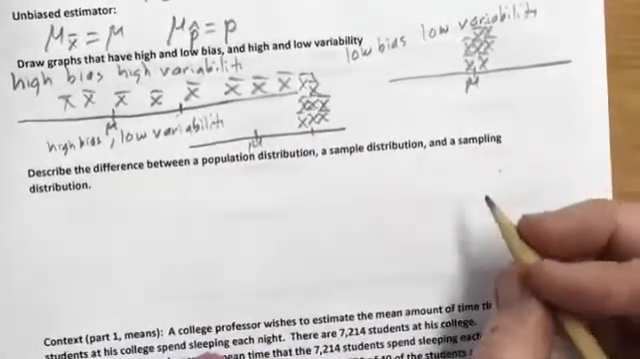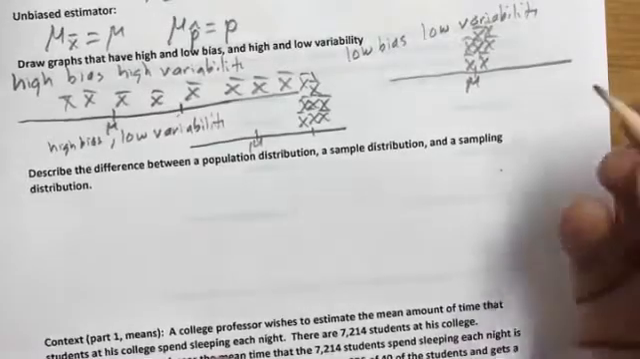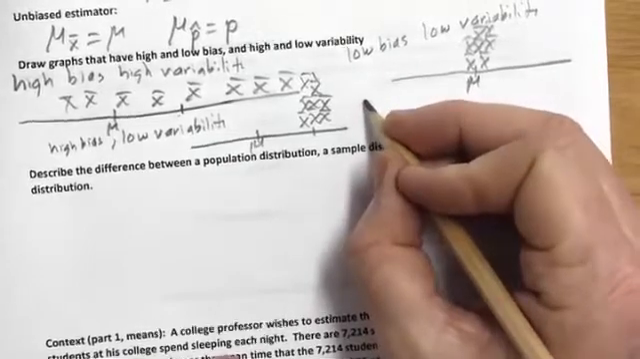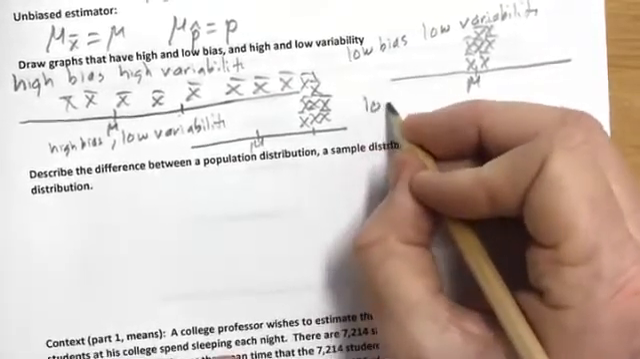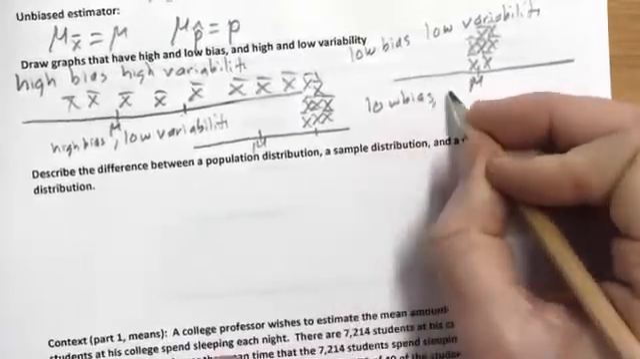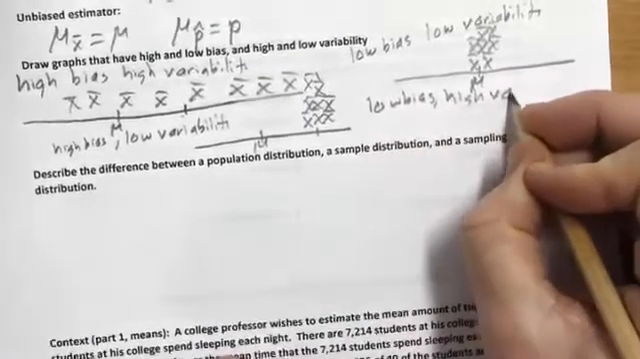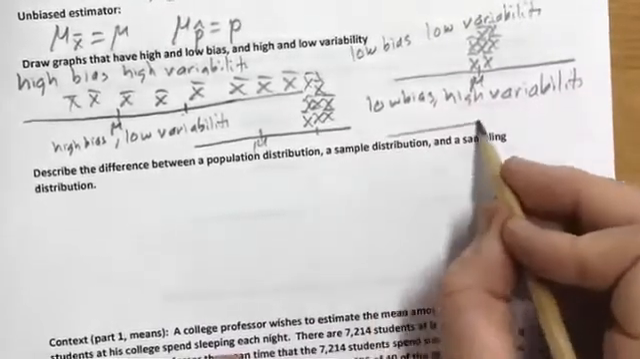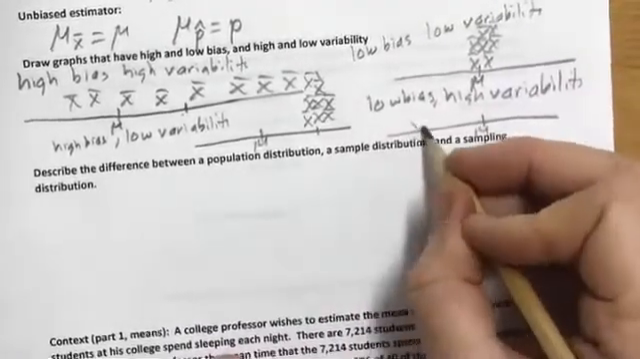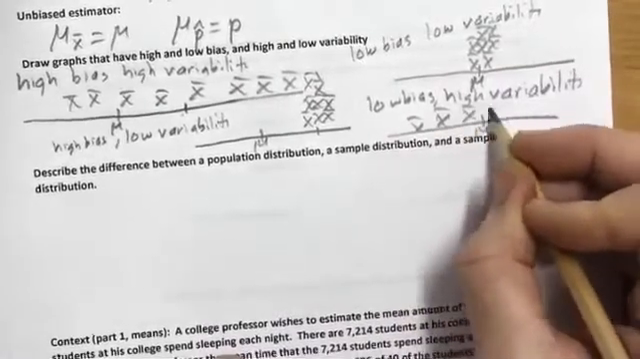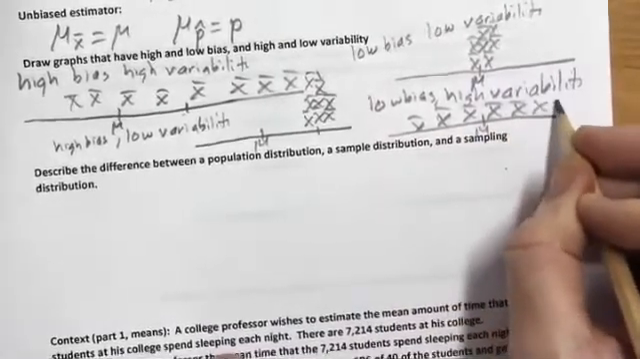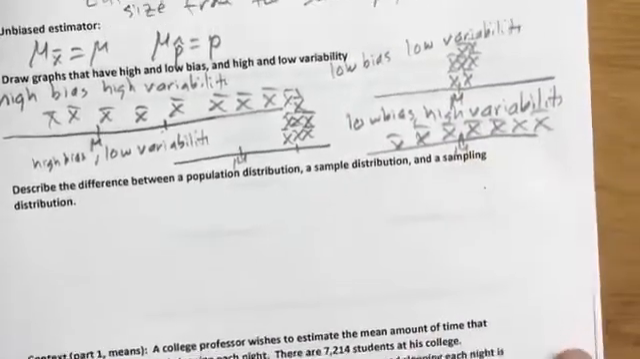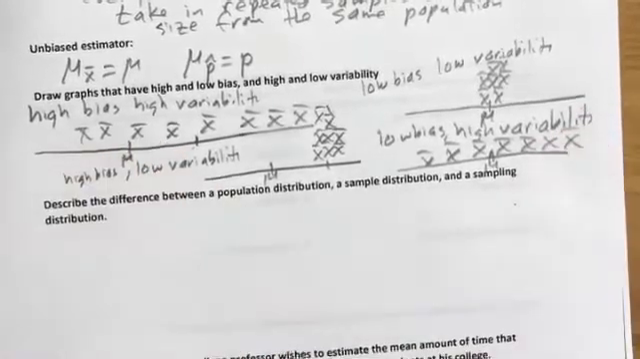Okay, and then lastly, let's say you have low bias and high variability. These things are really spread out. You had a really small sample size, but they're all centered around mu. So you did things in an unbiased way, but you just had a really small sample size. And so you'll notice how the average of the X bars is equal to mu. And so those are your different pictures of bias and variability.